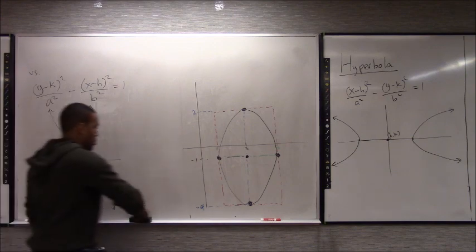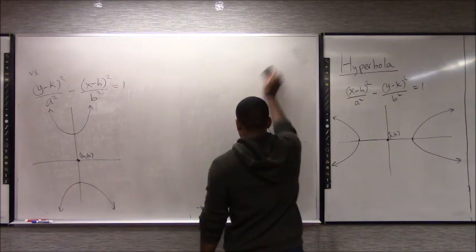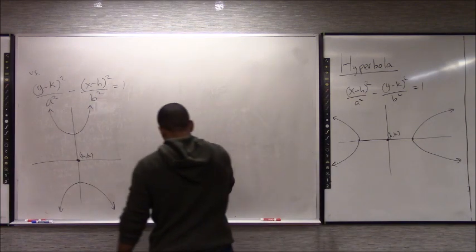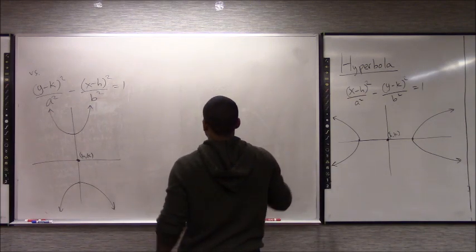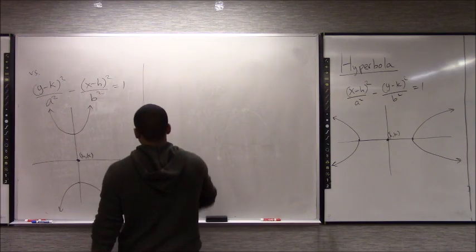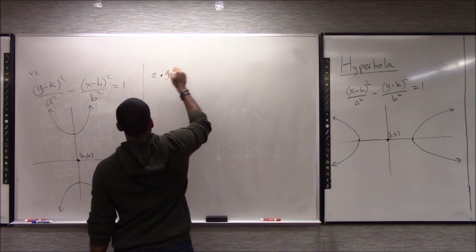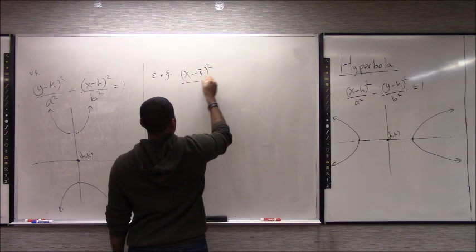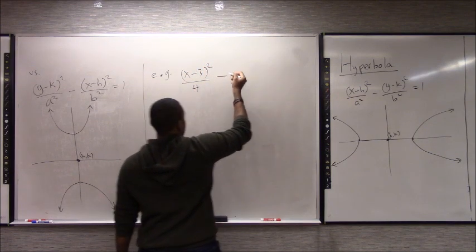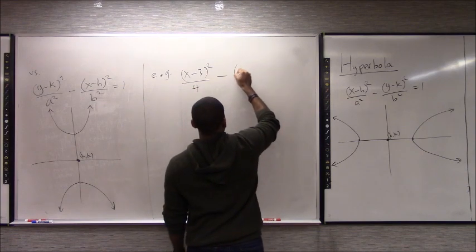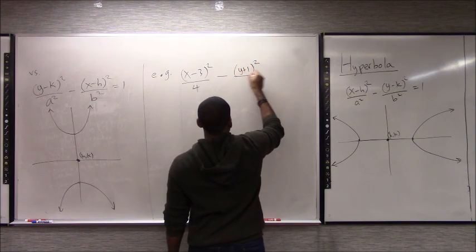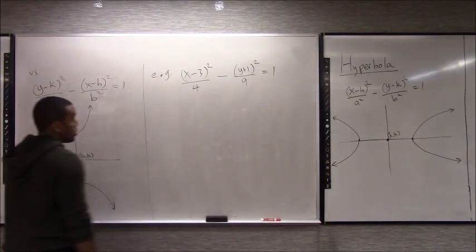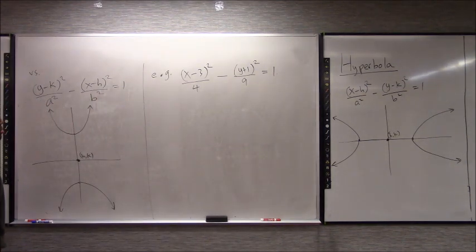Now, here's how you would graph something like this. Maybe let's use a very similar one to what I did here. What do we have? Example. If we had (x minus 3) squared over 4 minus, so I'm just going to tweak the previous example, (y plus 1) squared over 9 equals 1. How do you go about graphing the hyperbola?